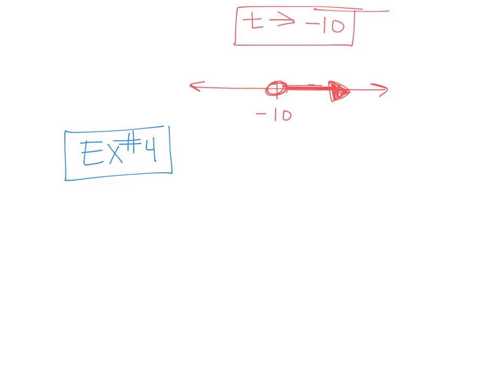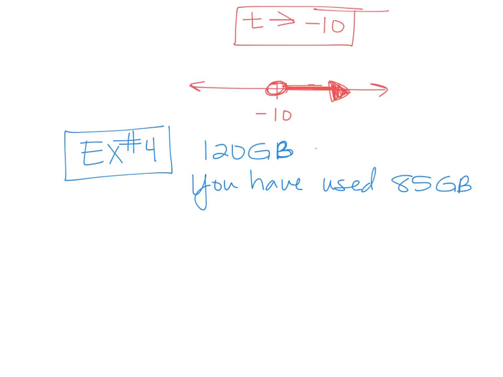Okay, here's what it says. The hard drive on your computer has a capacity of 120 gigabytes. Okay, that's what your computer can hold. So 120 gigabytes. It says you have used 85 gigabytes. So this is capacity, that's what it can hold. 85 is what you've used.